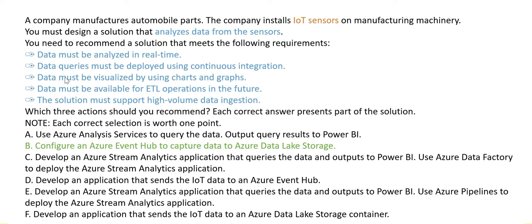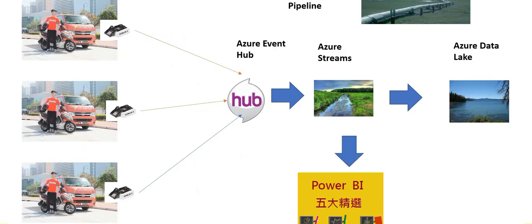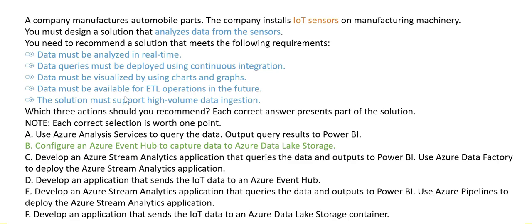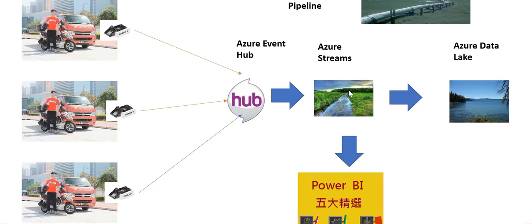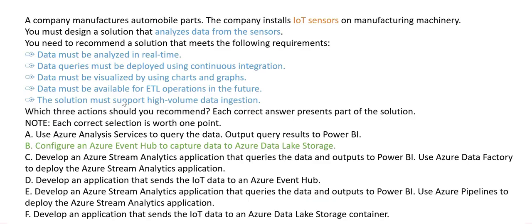Data must be visualized by using charts and graphs. So we are using Power BI here. It is capable of producing charts and graphs for visualization. Data must be available for ETL operations in the future. That's why we have kept this stream data in a data lake, so that Databricks can perform ETL operations in future. The solution must support high volume data ingestion.